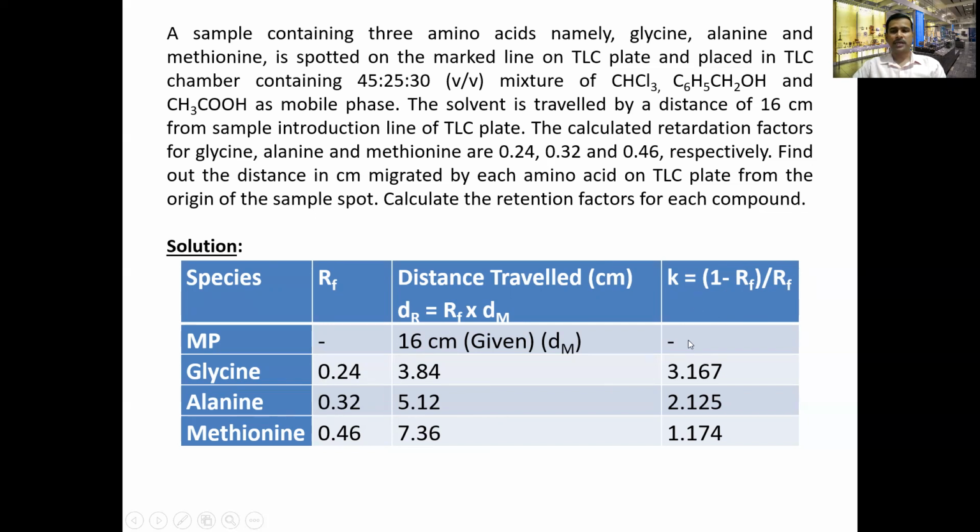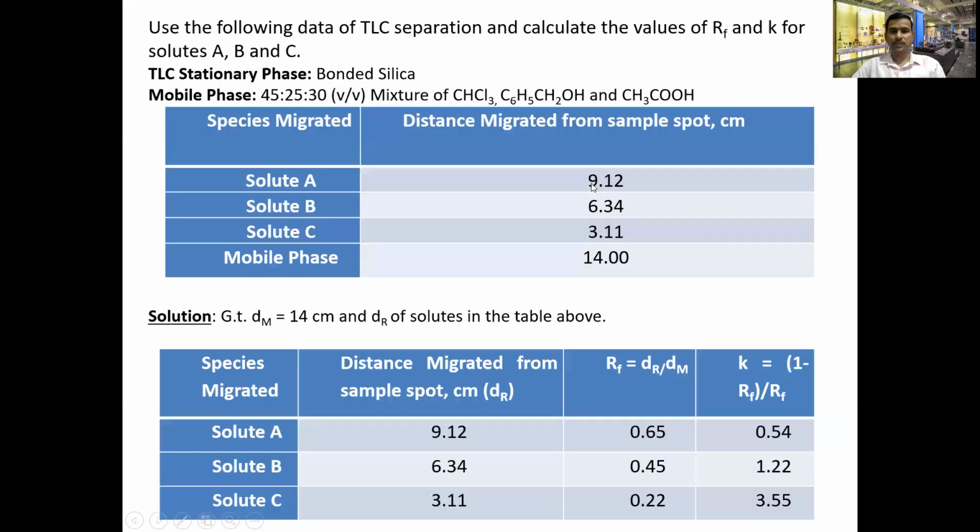So for glycine, k is equal to 1 minus 0.24 divided by 0.24. You will get 3.167. For alanine, 1 minus 0.32 divided by 0.32, you will get this answer. For methionine, 1 minus 0.46 divided by 0.46, you will get 1.174. So this is how you can calculate the retention factor or the retardation factor. If the distance moved by the solutes and the mobile phase is given, you can calculate the RF, and in turn you can calculate the capacity factor. So this is how the TLC related problems can be illustrated.